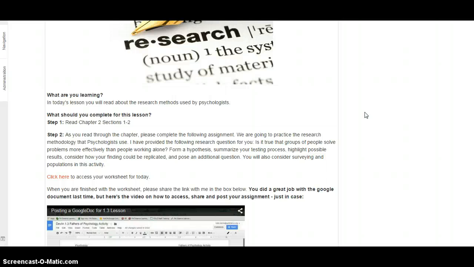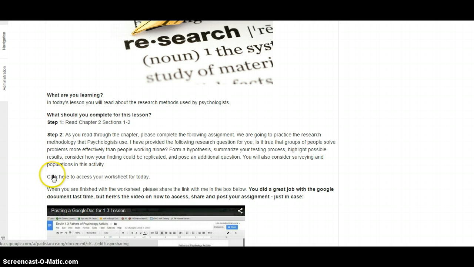assignment. We are going to practice the research methodology that psychologists use. I have provided a research question for you. Is it true that groups of people solve problems more effectively than people working alone? Based on this question, you're going to form a hypothesis, summarize your testing process, highlight possible results, consider how your finding could be replicated, and then pose an additional question relating to your starter question. I want you to also consider surveying in populations as well, which are more terms that you're going to become familiar with in this chapter.